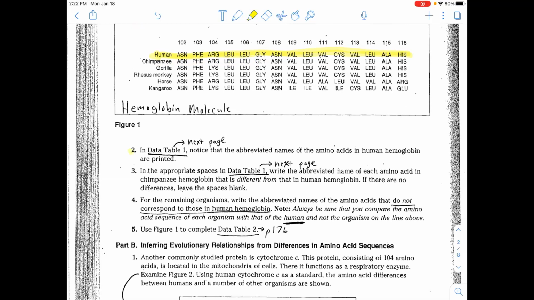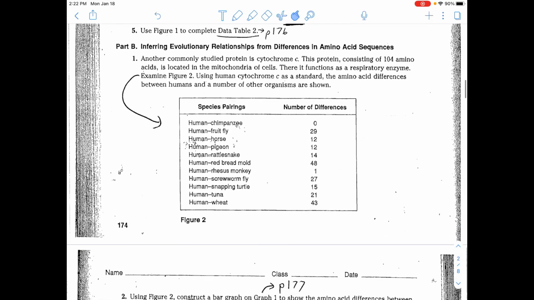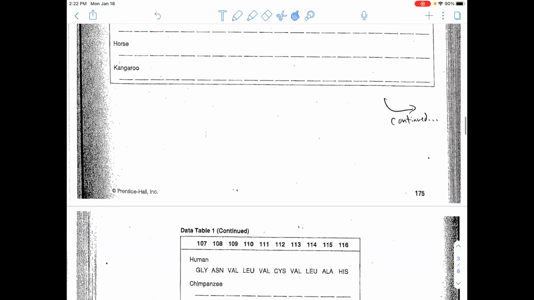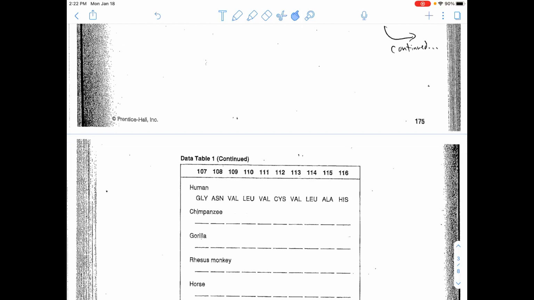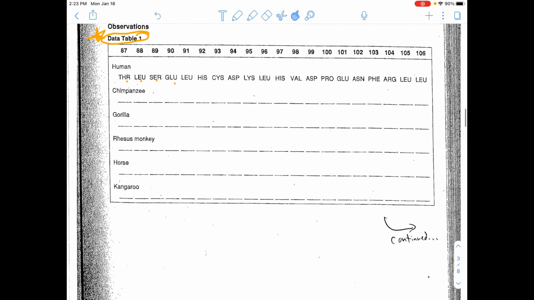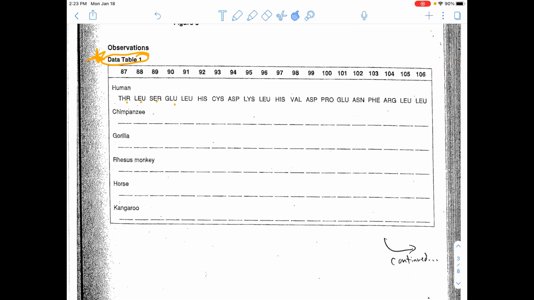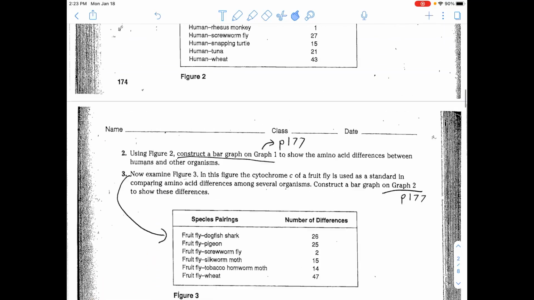Number 2, in data table 1, which is on the next page, notice that the abbreviated names of the amino acids in human hemoglobin are printed. So let's go to the next page and find data table number 1. Here we go. All of those letters for the human are printed. Something to notice, it gets up to 106, but then it says continued, and there are a few more on the next page also. The humans are filled in, but there are dotted lines for all the rest of these. Now, don't panic. We are not filling in all the dotted lines. Let's go back to our directions here.